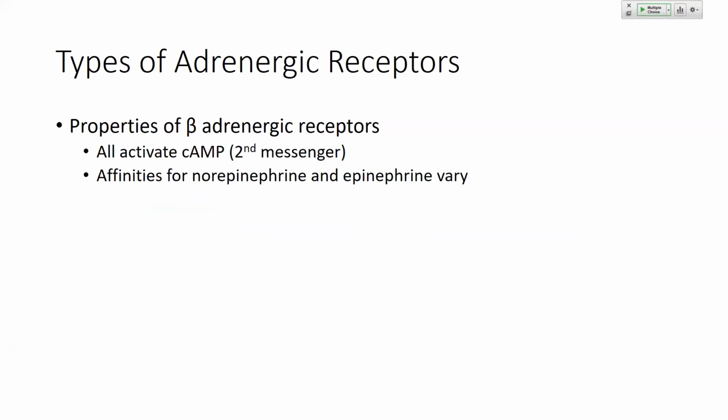Let's talk about the beta receptors. So beta receptors all use cyclic AMP as their second messenger. And then they have different affinities for norepinephrine and epinephrine, which we'll look at individually.